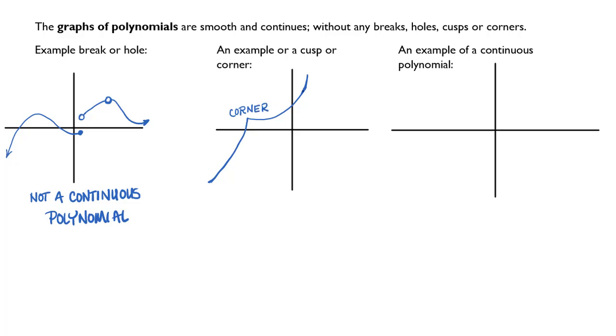And if it comes up steeply, almost to a vertical line, and then it falls back down again and decreases, that's called a cusp. So these are all things that a continuous polynomial is not. Again, not a continuous polynomial.